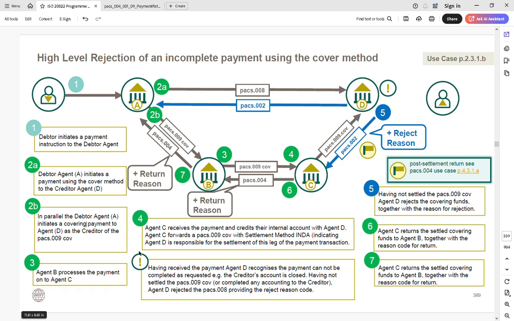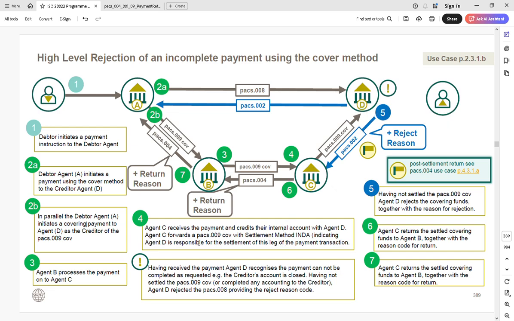Here agent B processes the payment to agent C as normal, right? B to C, normal payment we started from B to C. There is nothing new till here, everything is old. Now from here the payment will start investigation, something different here. Agent C, the intermediary agent on the receiving side, receives the payment and credits the internal account of agent D here. So agent C credits agent D's account.